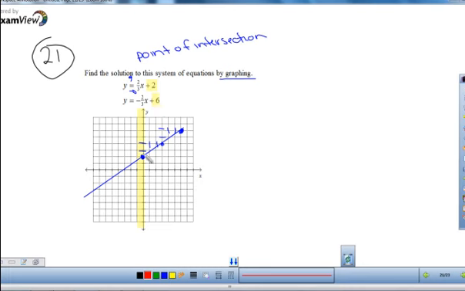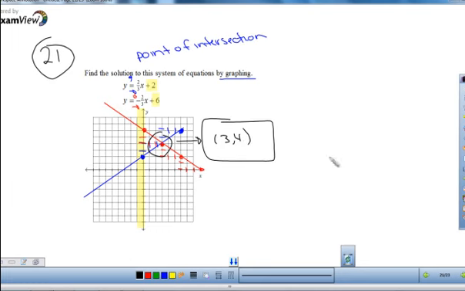So same thing, I'm going to put a dot on 6. From there, I'm going to go down 2 to the right 3, and keep going down 2 to the right 3. And then I'm going to go ahead and graph it. So my point of intersection is going to be 3, comma 4. And that is my solution to my system.